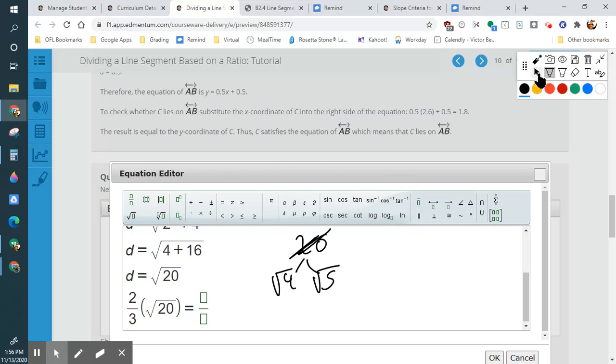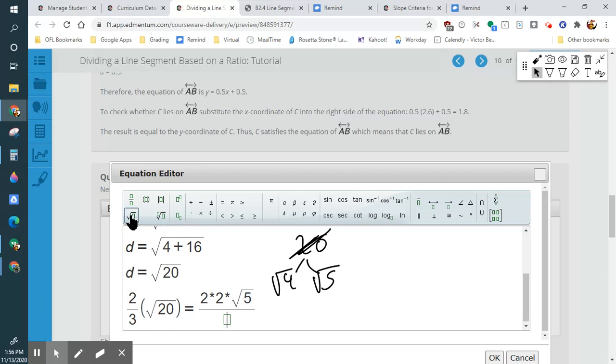So this becomes 2 times 2 times square root of 5 over 3. It was just bothering me. I want to be lenient on you guys, but mathematically, it's very weird to see something that can be reduced. So that's why I'm reducing it for you. So that ends up being 2/3 of the distance. We're taking 2/3 of that.